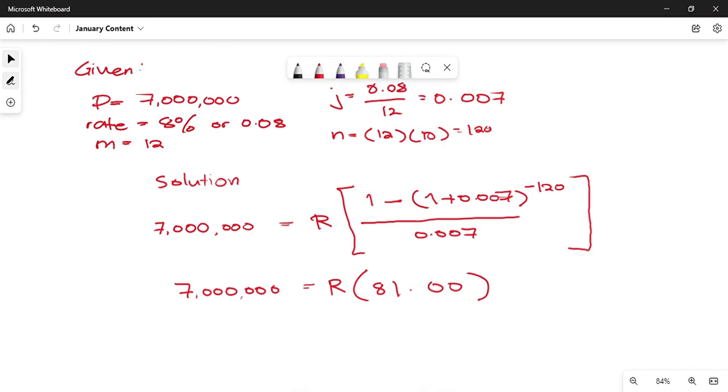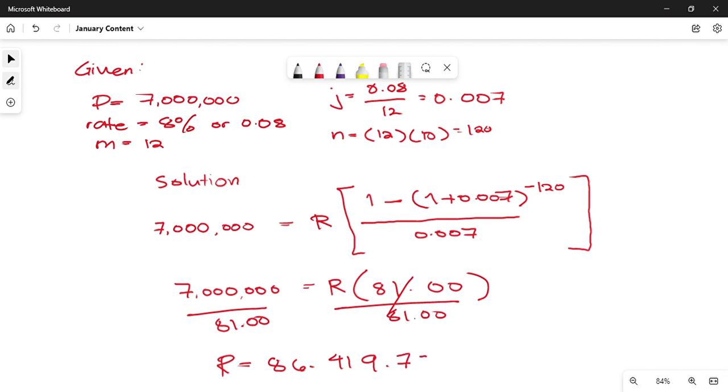So we have 7 million. We divide both sides by 81. So we are left with R. R is then equal to 7 million divided by 81. We have R is 86,419.75. This is the final answer.